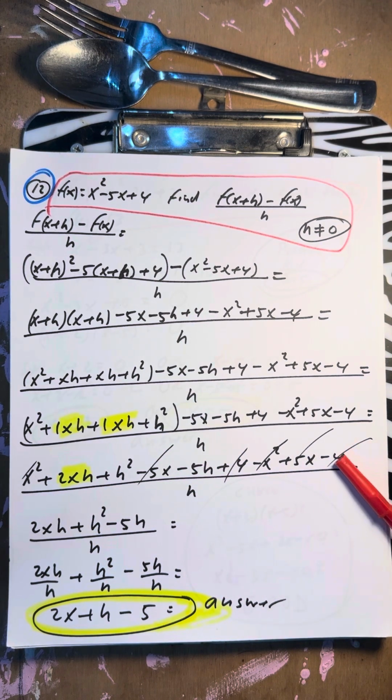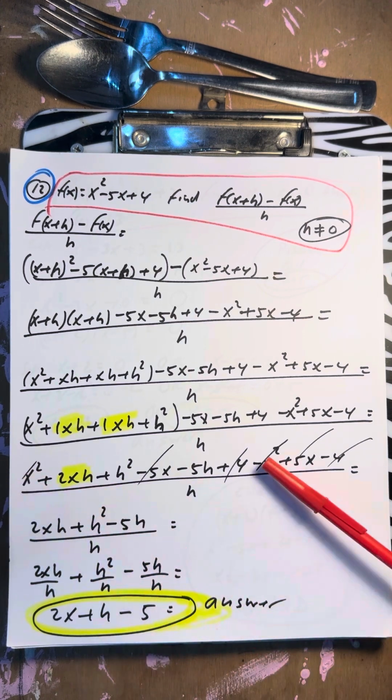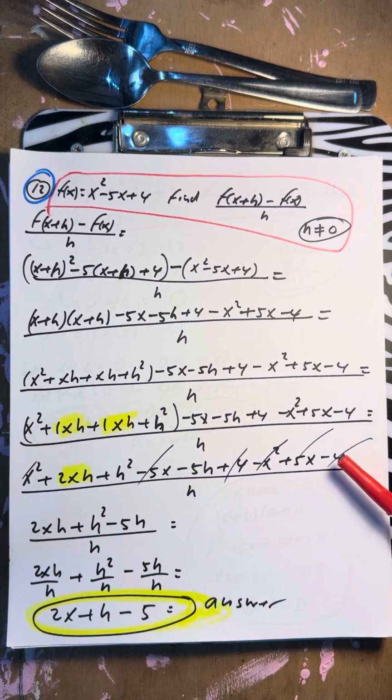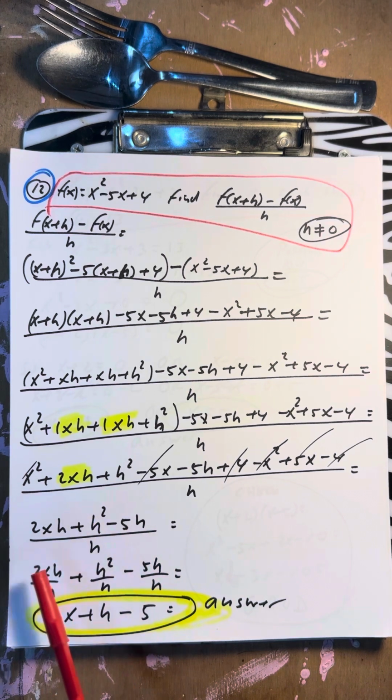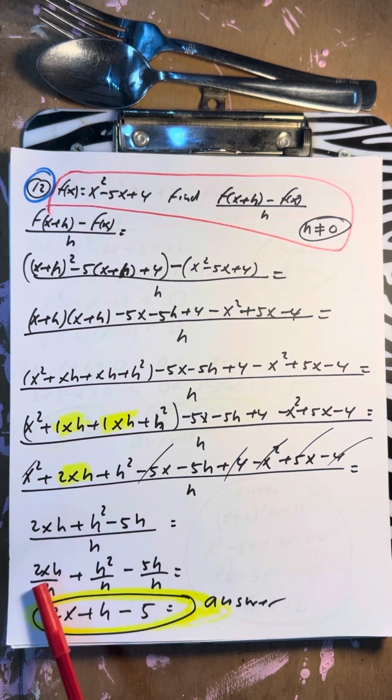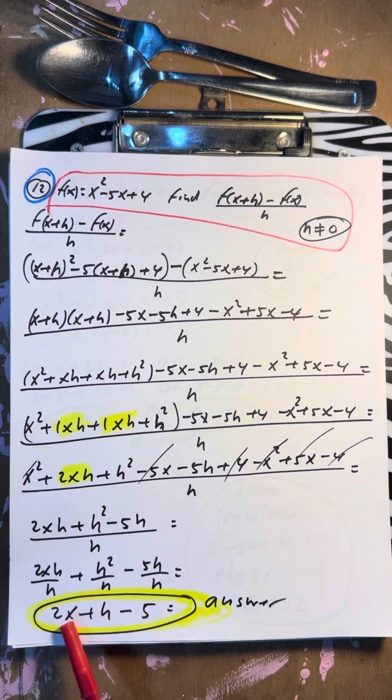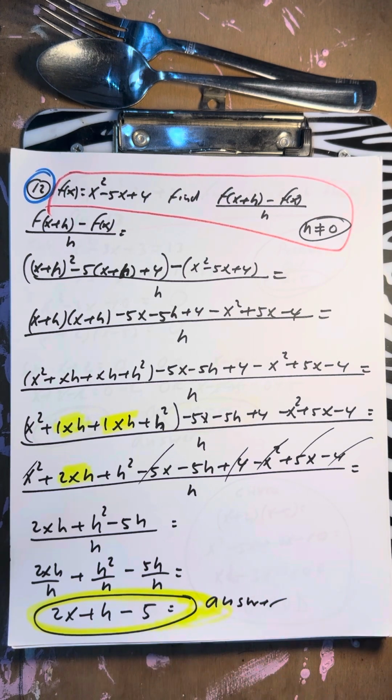Everything else, copy it down. Notice that x squared minus x squared gone. And 4 and negative 4 are gone. And 5x and negative 5x are gone. What's left over? 2xh plus h squared minus 5h over h. Break it up into 3 fractions. So divide this one out. The h's go away. 2x is left over. h squared over h is going to be just h. And negative 5h over h is going to be negative 5. So 2x plus h minus 5. That's it. So the answer is 2x plus h minus 5.